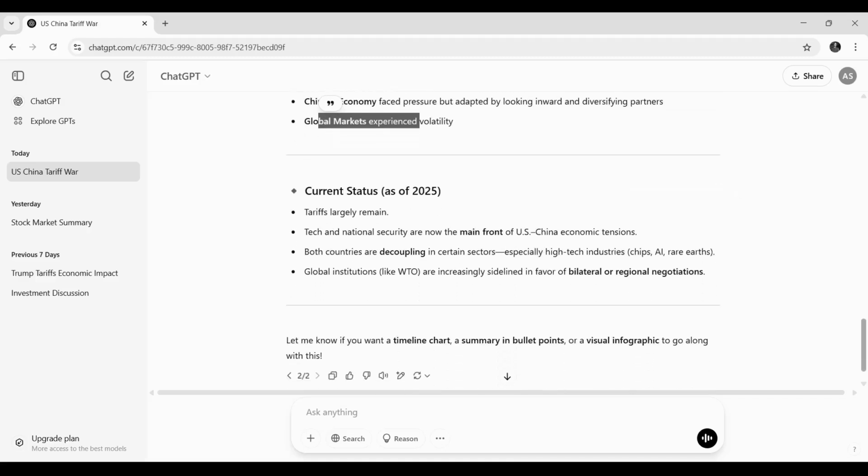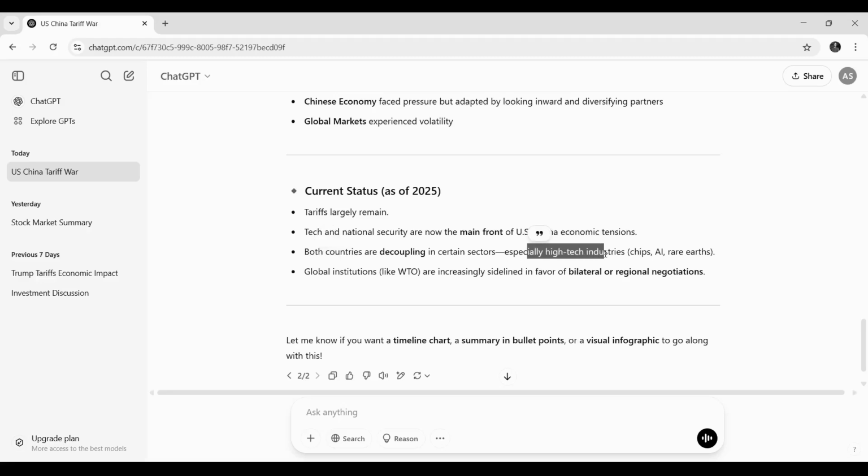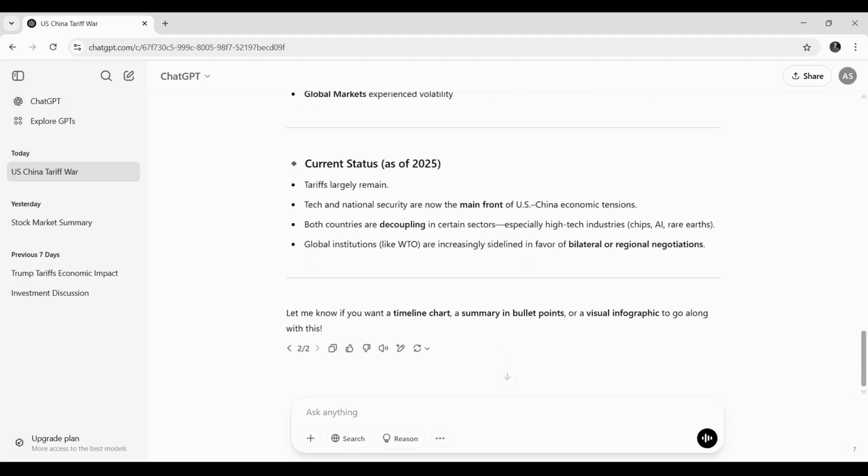That is here. Now what is the current status as of 2025? Tariffs largely remain. Tech and national security are now the main front of US-China economic tensions. Both countries are decoupling in certain sectors, especially high-tech industries. And global institutions like the WTO are increasingly sidelined in favor of bilateral or regional negotiations. Okay, so that is what it has given me up until now.